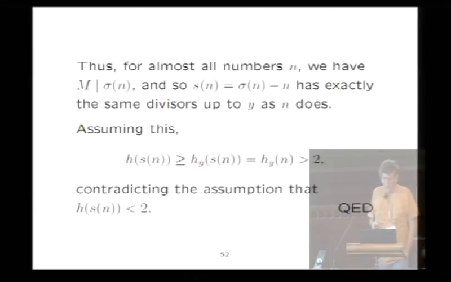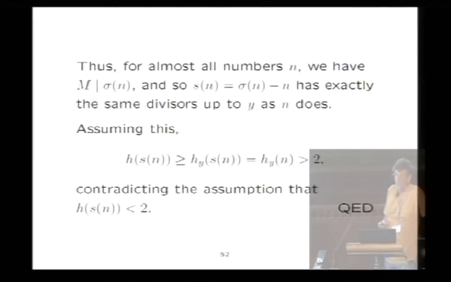And so therefore, if we look at s of n, we see that, in the equation s of n equals sigma n minus n, all the integers up to y divide sigma of n. And so therefore s of n and n have the same divisors up to y. And so therefore, the sum of reciprocals of divisors of s of n is trivially greater than or equal to the truncated sum of reciprocals of divisors of s of n up to y. But we just argued that that's exactly the same as the truncated sum of reciprocals of divisors of n up to y. And we already argued earlier that that's greater than 2. And this contradicts that h of s of n was supposed to be smaller than 2.